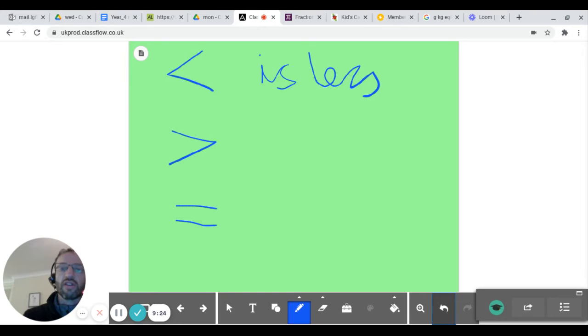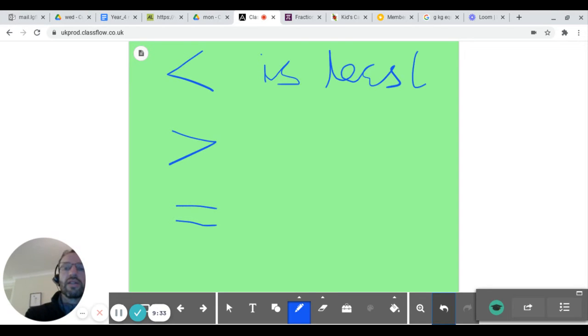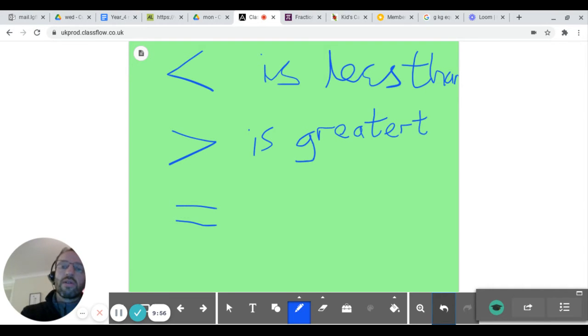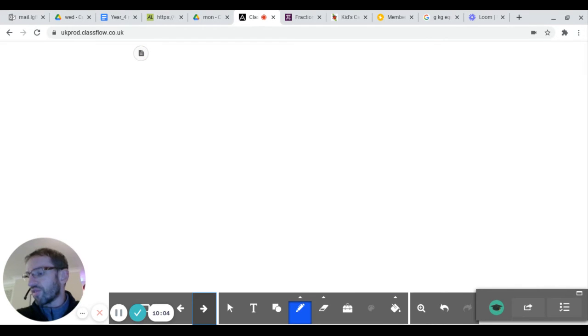That's not very good writing. See if I can write that a little bit better. Doesn't like my S's. Is less than. Squeeze that in. And this one is greater. This pen's not so good with my writing. Let's do writing that's not joined up. That's better. And then finally, of course, we have equal to. So using these symbols, we're going to have to compare different fractions.